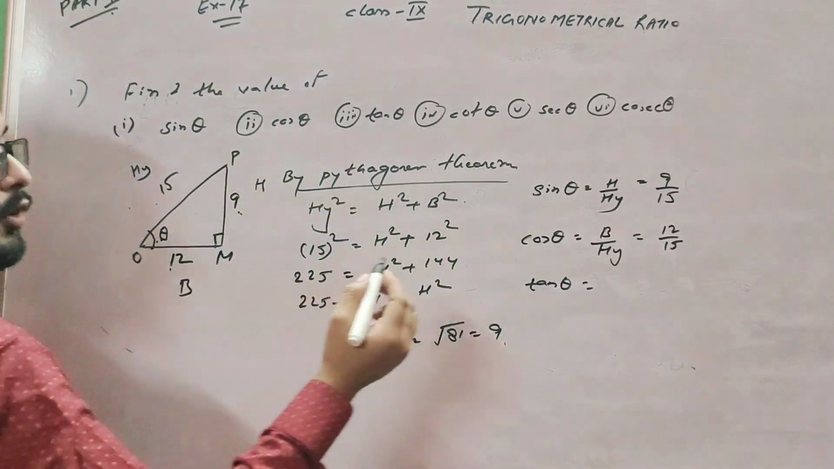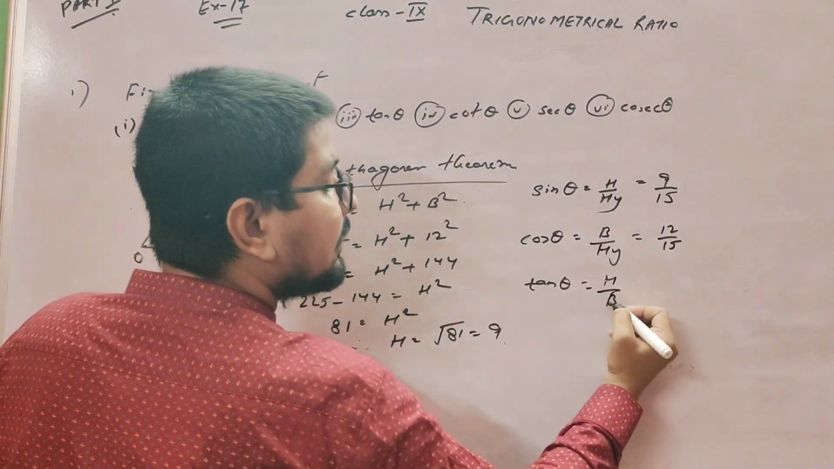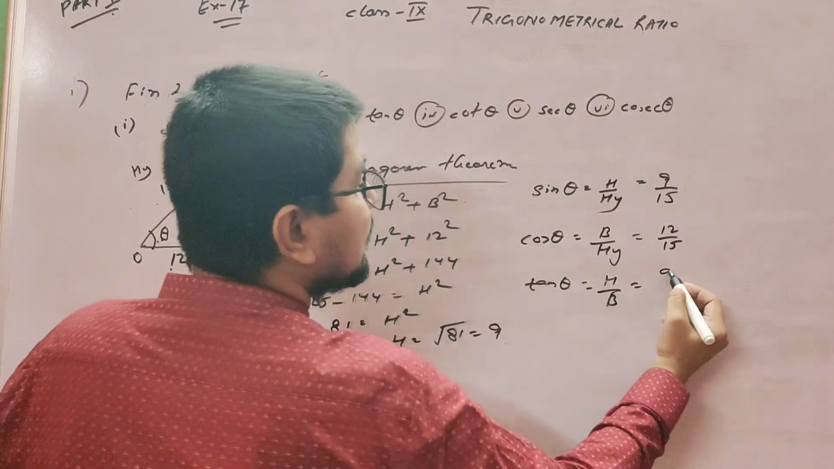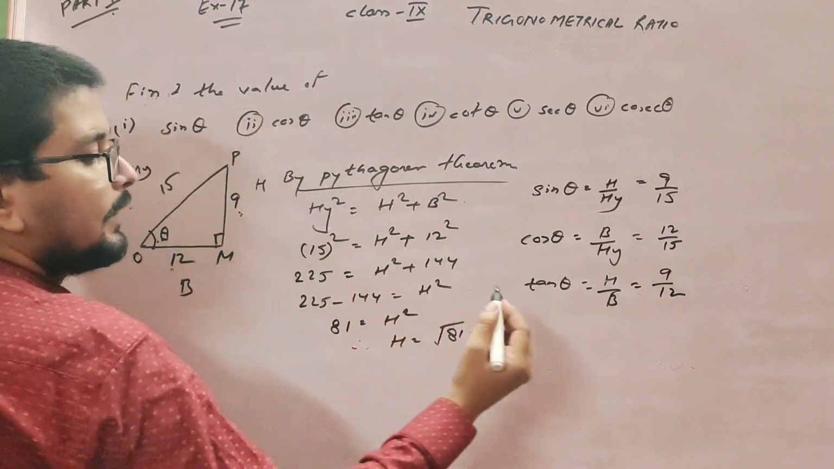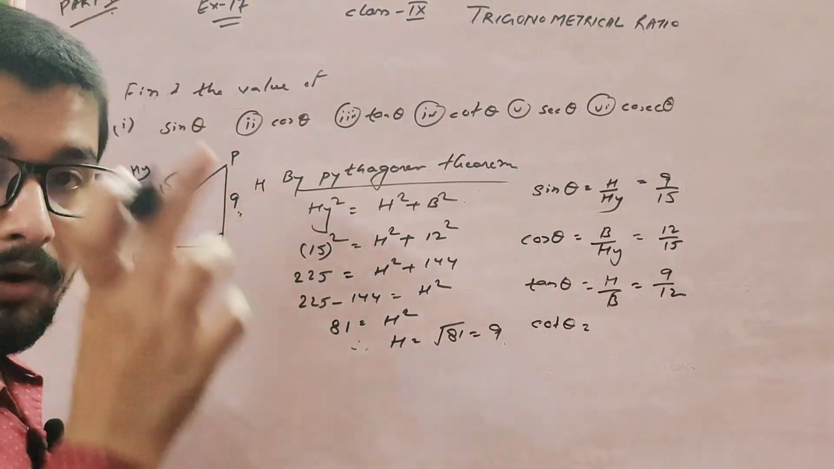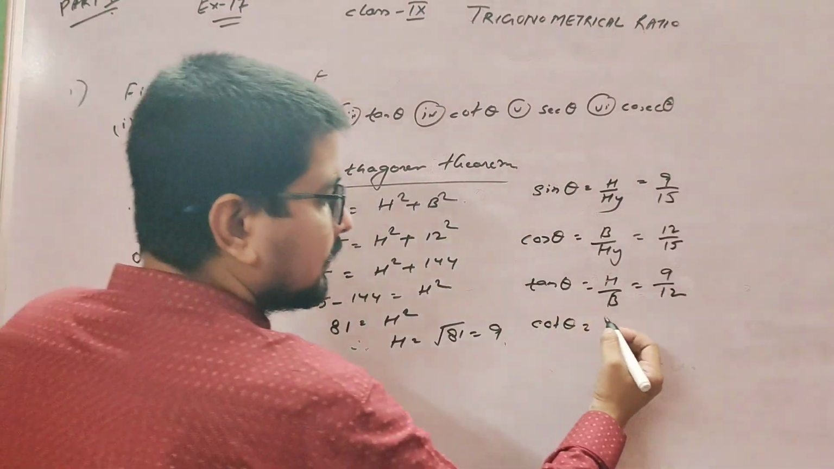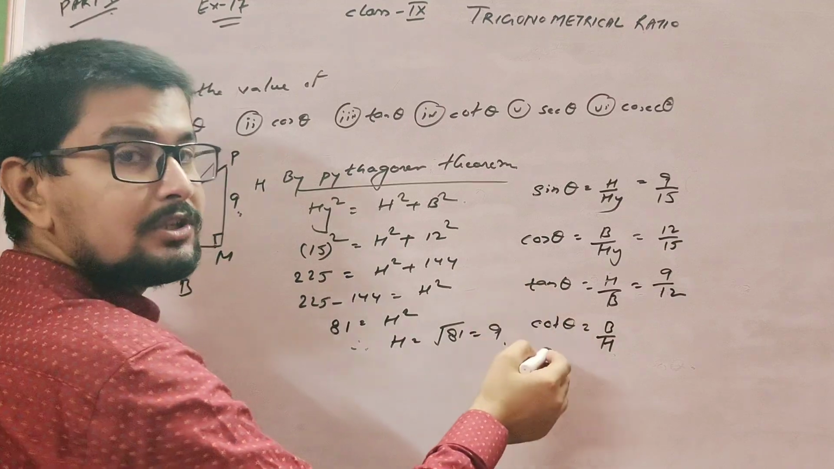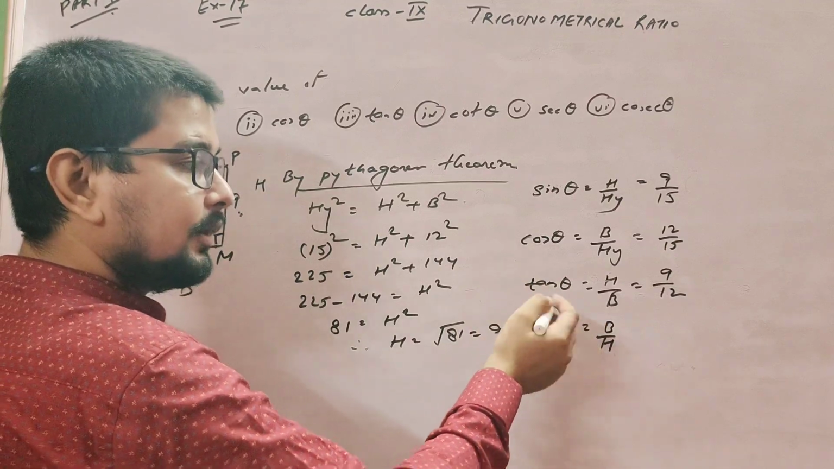Next, tan theta. What is the tan theta formula? The tan theta formula is height by base. So height is 9 and base is 12, that is 9 by 12. Okay, now cot theta. If you are interested to write the cot theta, that is base by height, or otherwise directly you know the reciprocal relation between tan theta and cot theta.